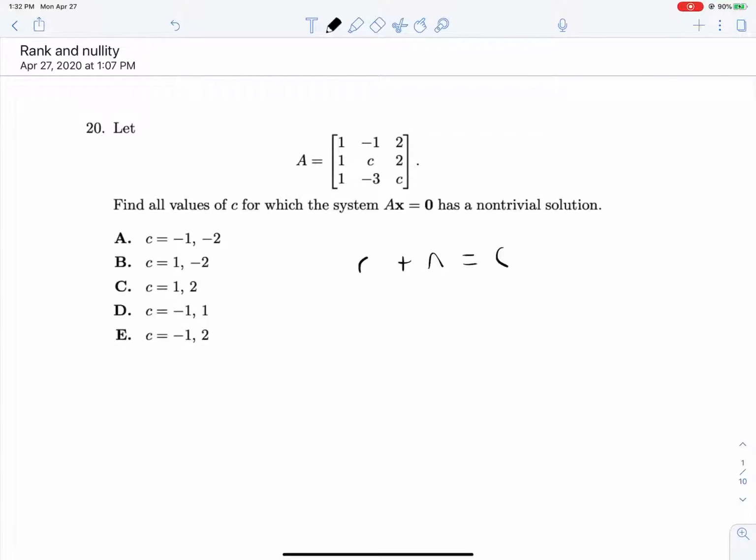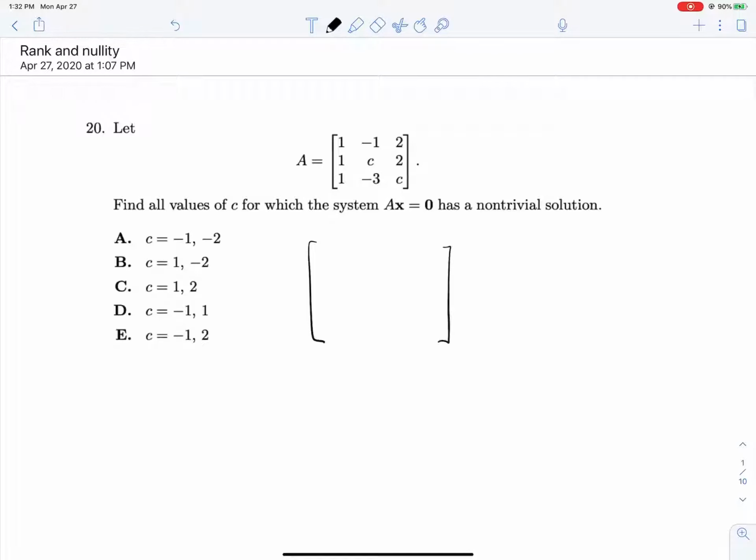Nullity being the dimension of the null space, and rank being the number of pivots or the dimension of the column space. So let's apply that to number one here. So we have a matrix A, and we're looking for all the values of C for which the system AX equals 0 has a non-trivial solution.